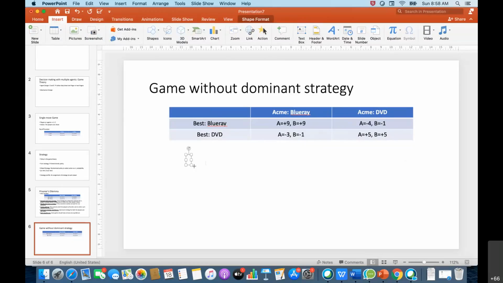What is the Pareto optimal? No, not any one of the equilibrium. That point that both the players should prefer the most. Both the players. That is this point. Blu-ray. Okay, this is going to be the Pareto optimal.